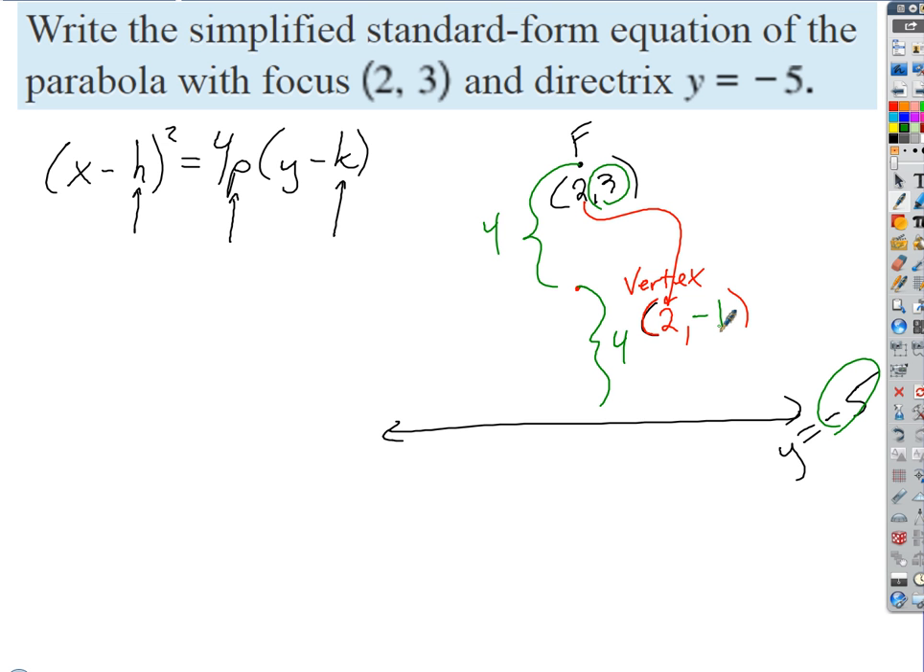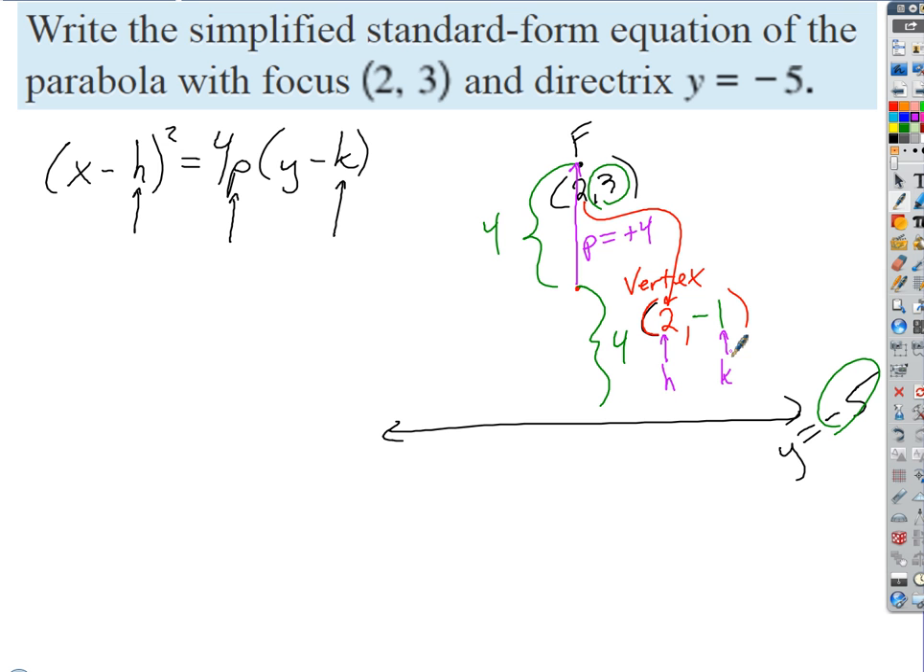And then the last thing we need is, to go from the vertex to the focus, there's the arrow. How far away is it? From negative 1 up to 3 is moving how far? 4. So that's telling us that p equals positive 4. We've got everything we need, right? Because this is h, that's k, and p is 4. All I got to do is plug that stuff in and we're done, right?